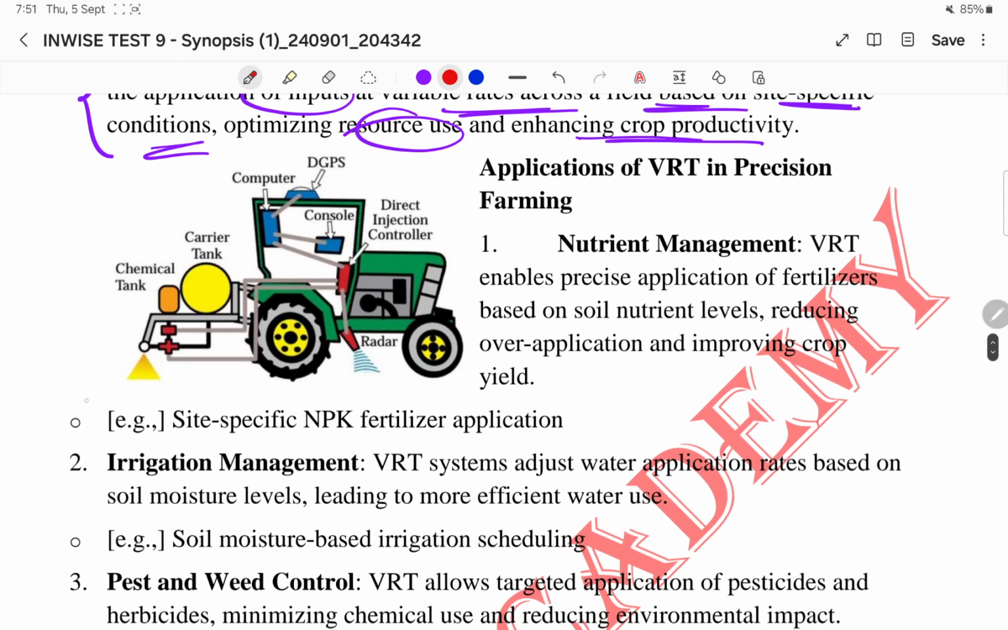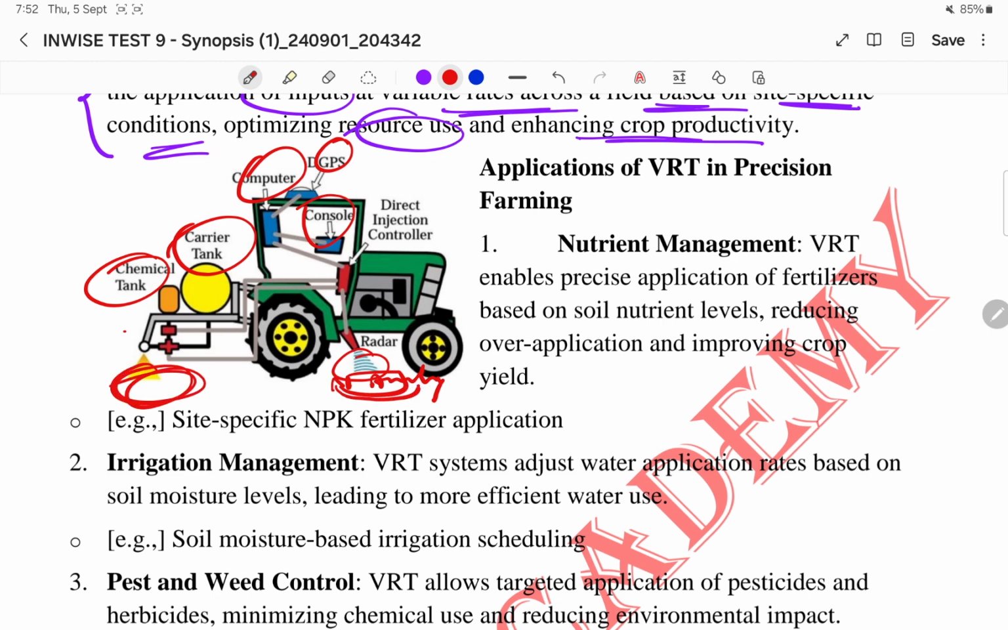See, look at the diagram here. They are applying chemical tank, carrier tank, then DGPS computer. They're the components actually. So here the radar. Here the soil, they are analyzing it. Based on that required condition, you are applying the fertilizer or any chemical based on the requirement. You are not applying the entire amount uniformly. You are applying a specific amount. That is the meaning of variable. So the name itself says, right? There is nothing complicated here. If you just understand the name, that itself is the answer.